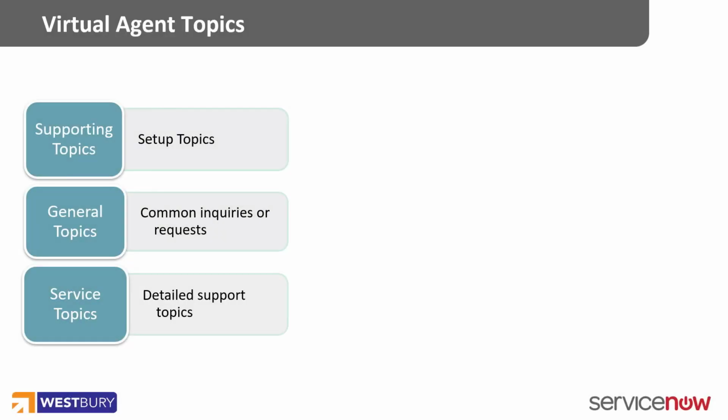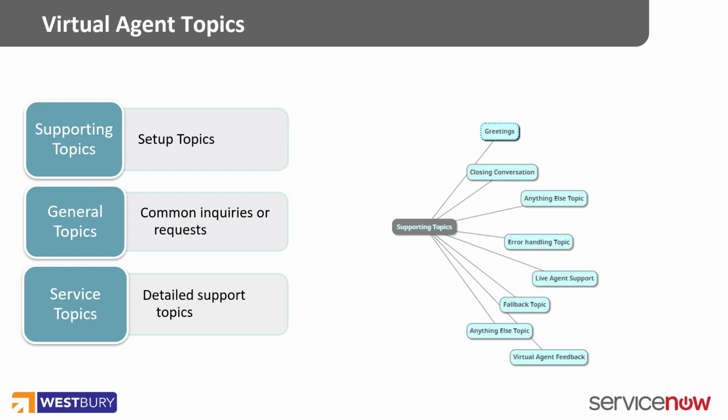Ideally, when implementing the virtual agent, topics you decide to configure or create will fall into three areas: setup topics, general topics, and service-specific topics. The setup topics, as I mentioned in the previous slide, are the basic elements of a virtual agent conversation, such as those that you see here: greetings, closing conversations, anything else topics, error handling topics, etc. These are topics that are a necessary part of a virtual agent conversation and have to be configured.